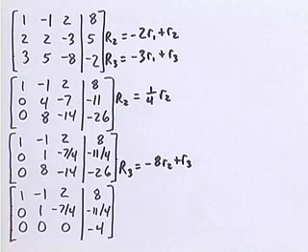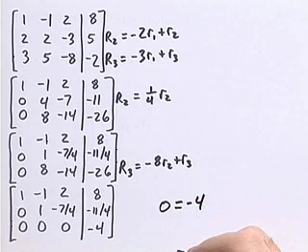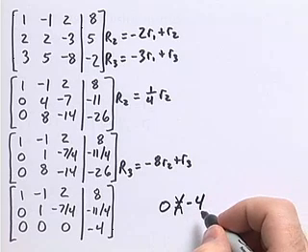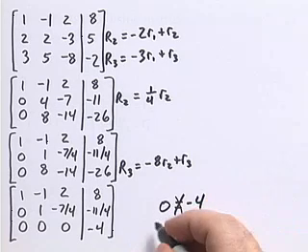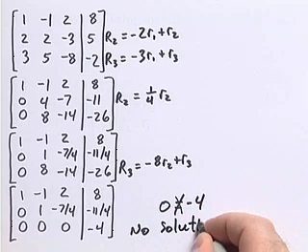Now at this point, we notice that this last row gives us the equation 0 is equal to negative 4. Well, 0 is not equal to negative 4, so this is a false statement or a contradiction, which means that this system has no solution. We'd say that the system is inconsistent.